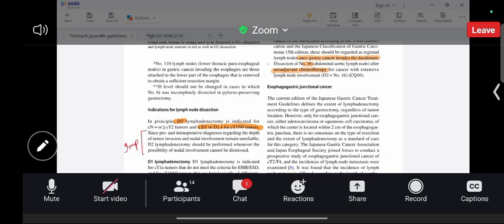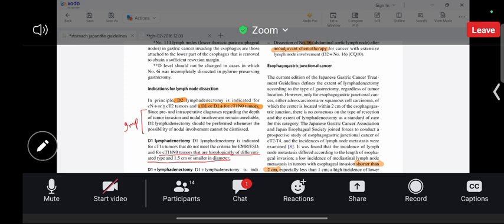Then indications for lymph node dissection. In principle, D2 lymphadenectomy is indicated for clinical node positive or stage T2 or more, and D1 or D1 plus for clinical T1 N0 tumors. Since pre and intraoperative diagnosis regarding the depth of tumor invasion and nodal involvement is difficult at times, we can guess it, but we can never tell it correctly. So D2 lymphadenectomy should be performed whenever the possibility of nodal involvement cannot be dismissed.